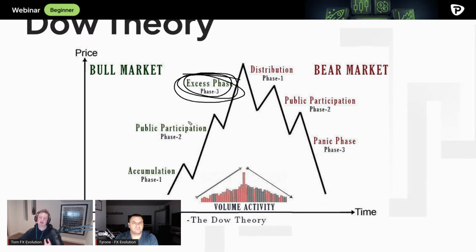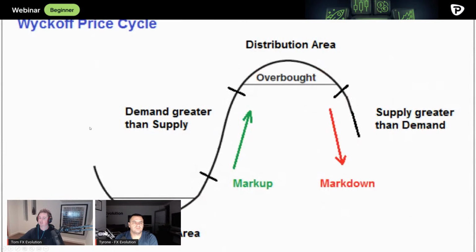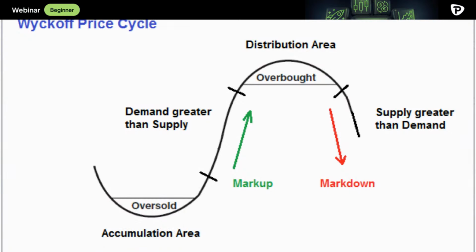But as a beginner trader, the idea, and obviously always the best thing to do, is can we somehow find the public participation phase? Now, we'll just quickly disappear for a second. This was Wyckoff's price cycle, and he basically said something very similar. He had the accumulation area, the oversold area. The demand was then greater than supply, effectively what he called the markup phase, which is, again, just public participation. And then he had the distribution area, which effectively was a mixture of the excess phase and, of course, the final stage of a trend.